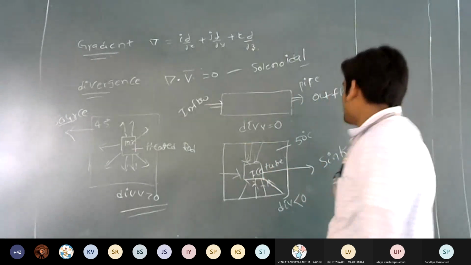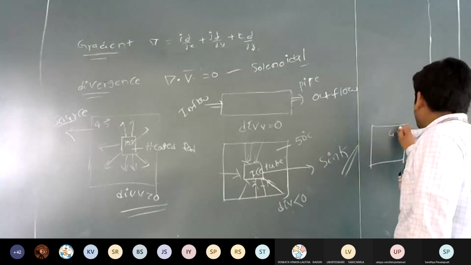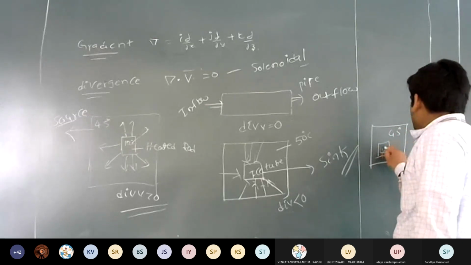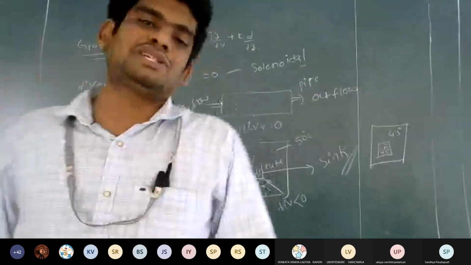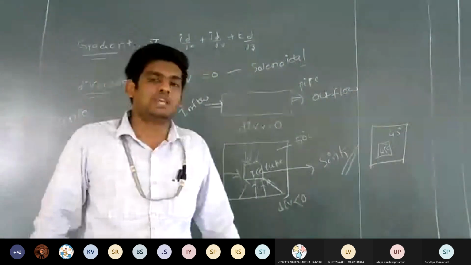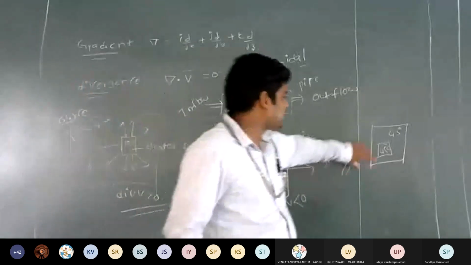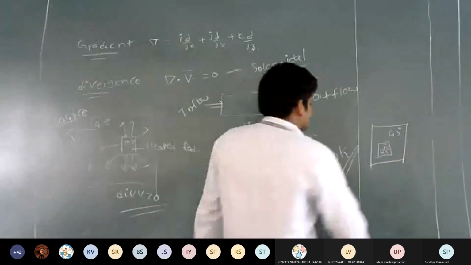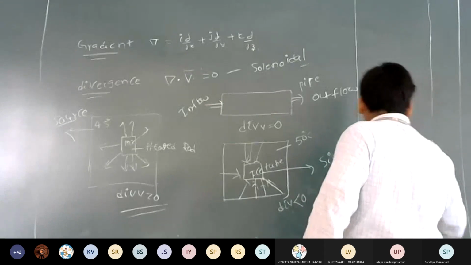Suppose the room temperature is 45 degrees and the rod temperature is also 45 degrees. Then there is no change, no transmission of heat from the substance to the room. There is no temperature transmission here. In that case, the divergence is equal to 0.